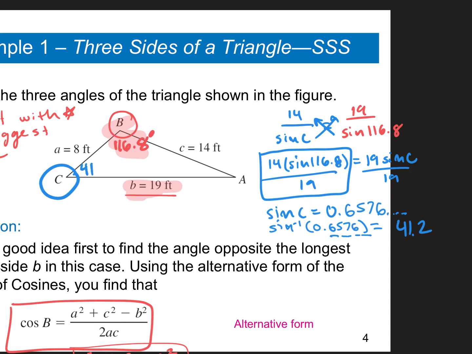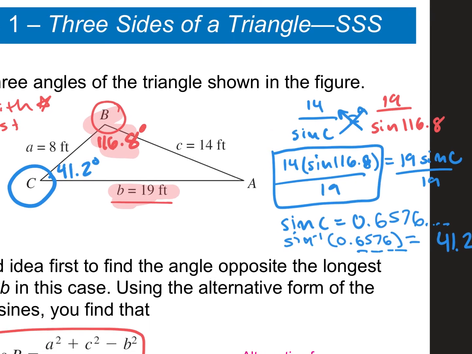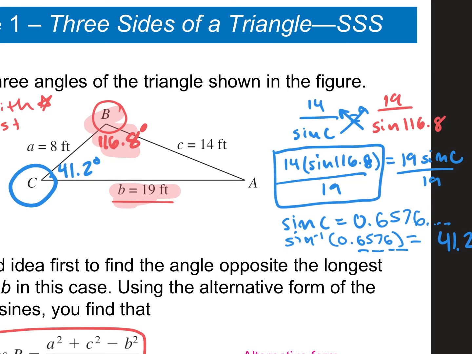So for C, I got 41.2 degrees. Now the last thing I have to find is angle A. How can I find angle A? Add the 2 angles that I have and subtract it from 180. So I have 116.8 plus 41.2. So we do 180 minus 157.9, and we get 22.1. So angle A is 22.1 degrees.